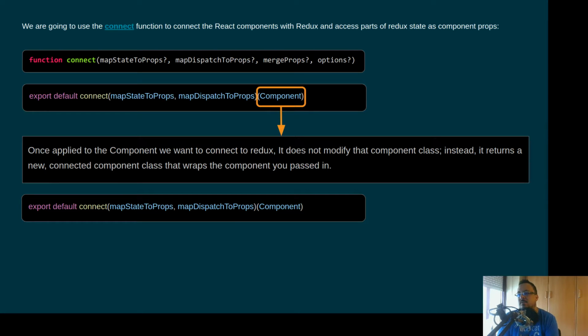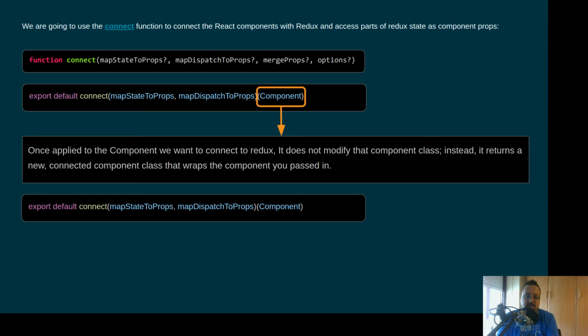Connect is a function that gets a maximum of four arguments, and later that function is applied to a component. We are going to see the first two arguments. If you want more arguments, just go to the official documentation. It's in the link. So first, as you see, we have the export default connect, open parentheses. We have mapStateToProps, first argument. Second argument, mapDispatchToProps, and it's applied to a component.